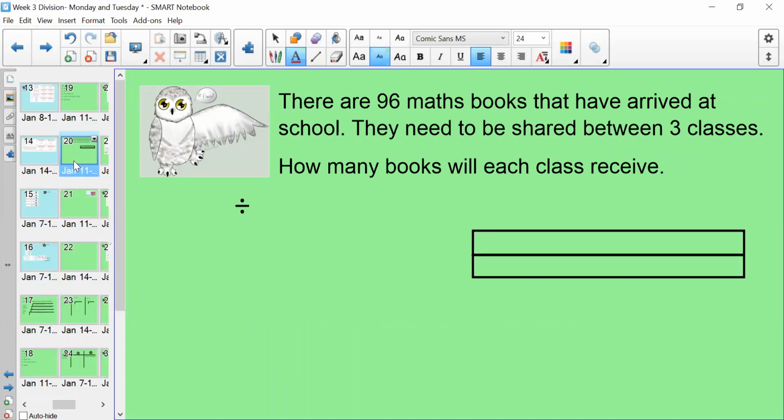There are 96 maths books that have arrived at school. They need to be shared between 3 classes. How many books will each class receive? Okay, so I'd like you to think about, again, using the bar model to help you. So this is an incomplete bar model. See what information that you've got that you can fill in. Think about what sum you're going to be doing. How are you going to work it out? And then the answer sentence at the bottom. So pause the video and have a go at that question.